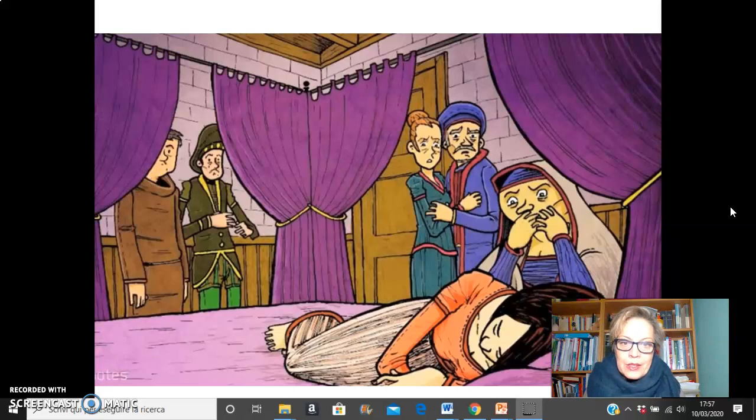The next morning, the Capulet family finds the girl lying in her bed in this death-like state. Her parents think she is dead, and so they are desperate for her death.